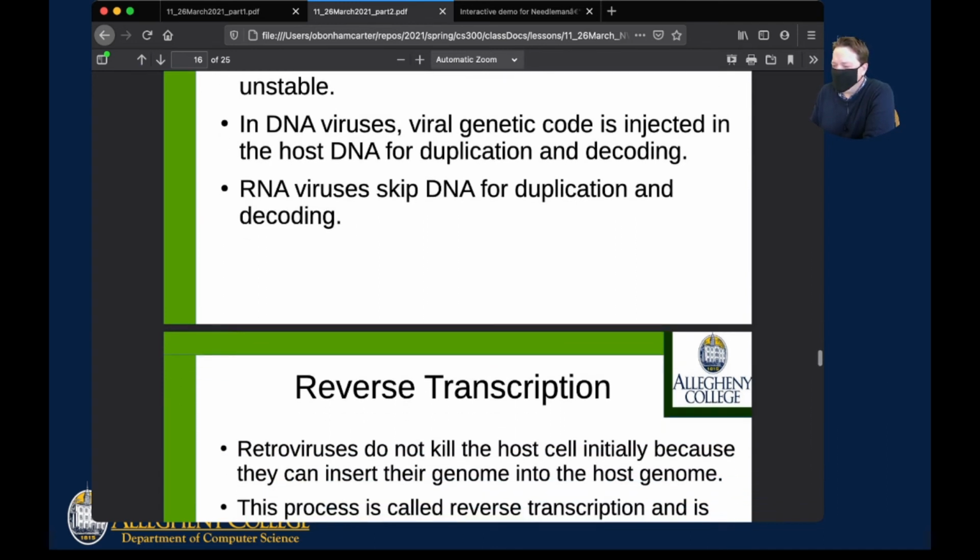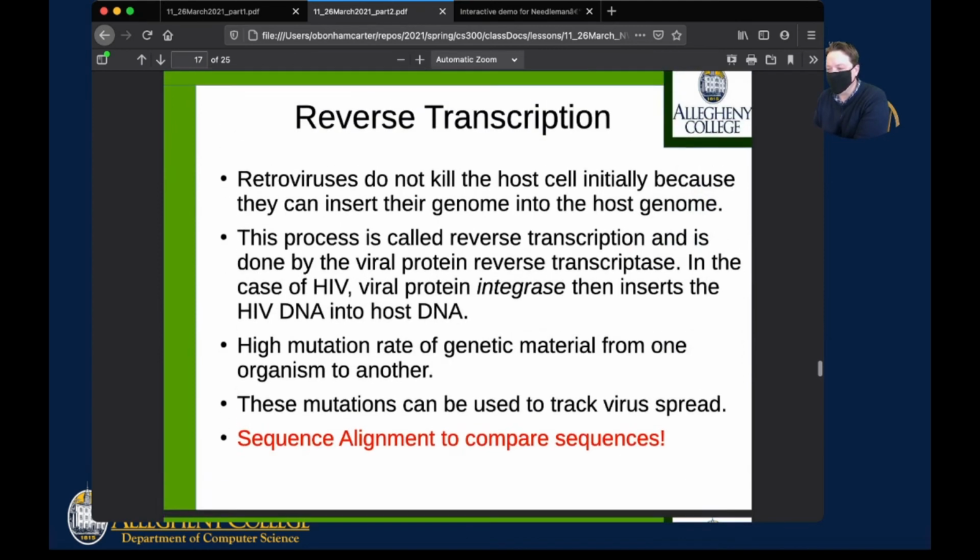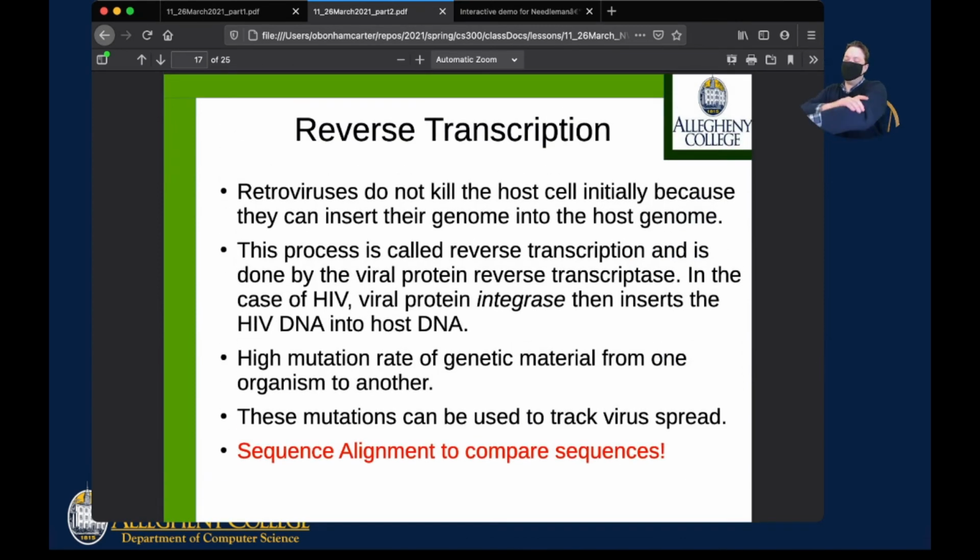The RNA viruses skip the DNA and they just start duplicating themselves. And once they have duplicated themselves, then DNA is made from that RNA to create proteins that do other things. There's actually a video that I have someplace in these slides. I'll point it out when we get there, that gives you a really good animation about how this all comes together.